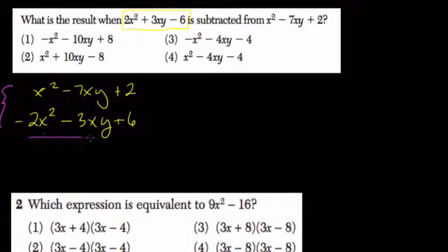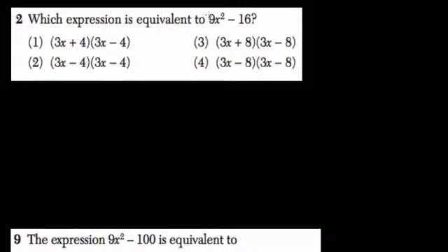And now I just think of adding these two, because adding negatives is the same as subtracting. So here, what happens? Well, when we add these two terms, we get negative x squared, then negative 10xy, and then plus 8. So here, we're going to pick choice 1.